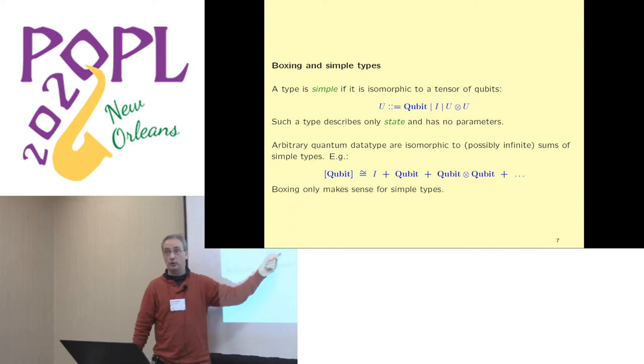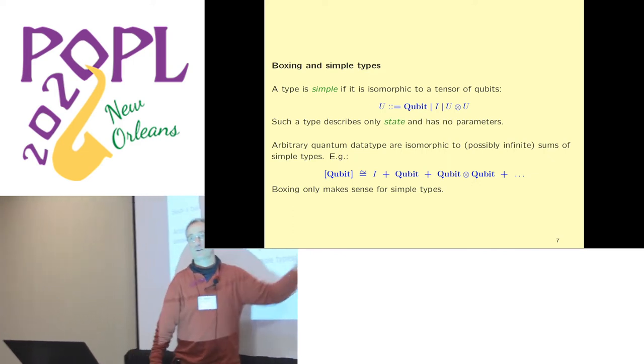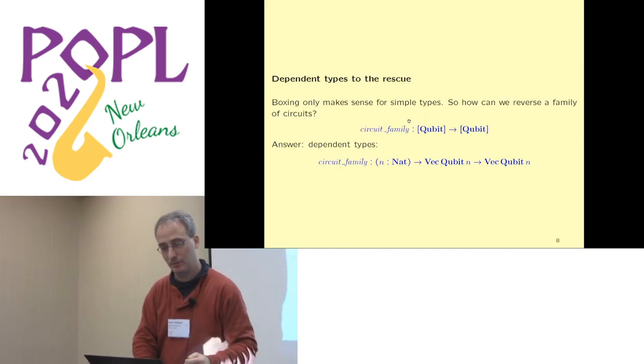So for example, a list of qubits is either a list of 0 qubits, or a list of 1 qubit, or a list of 2 qubits, or a list of 3 qubits, and so on. So it can be written as a sum of simple types.